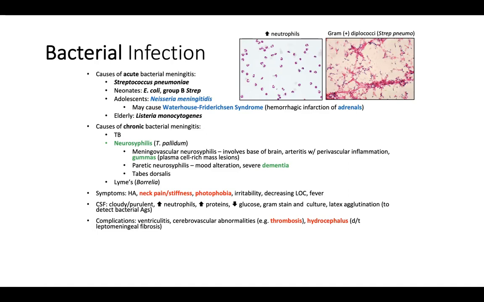So kind of just think through, okay, what are the most common causes of things? Adolescence: Neisseria meningitidis. So remember back to micro. And it can cause Waterhouse-Friderichsen syndrome, which is hemorrhagic infarction of the adrenal glands. And then in elderly, it can be caused by listeria. But the most common for adults is going to be strep pneumo. And adolescents can get strep pneumo, as well as elderly, as well as neonates.